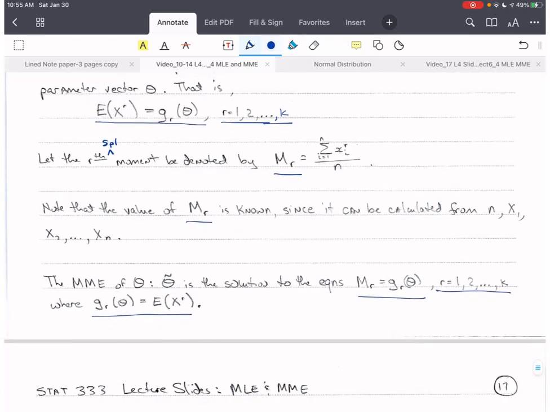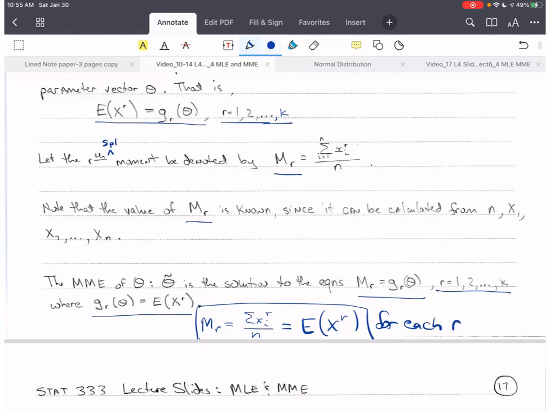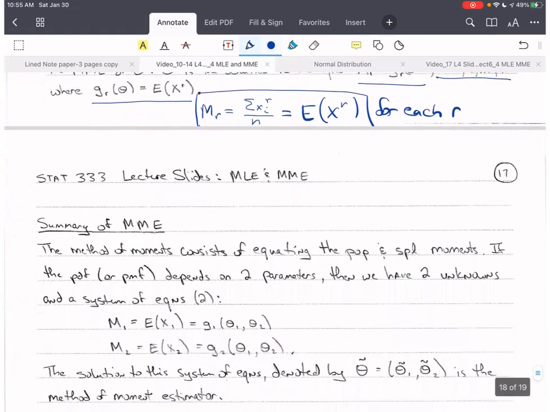So in other words, we say that m sub r, the sum of x sub i raised to the r over n, is equal to E of X to the r. This is what we're doing for each r. Okay, so that's the method of moments.